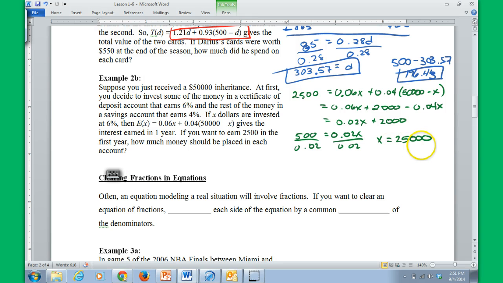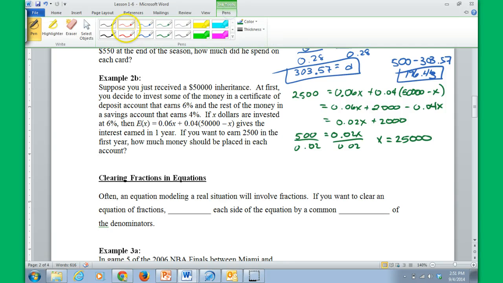Okay, so if one of the cards was 25,000, what's the other one? I'm not cards, we're talking about inheritance. If one of the accounts is 25,000, what's the other account? It's also 25,000 because you'd take 50,000 minus 25,000. So both of them, he or she put in 25,000 in each account. Okay? All right, let's go on.